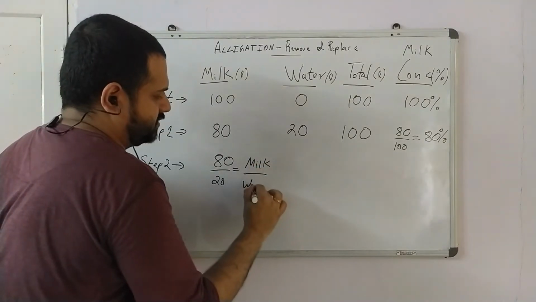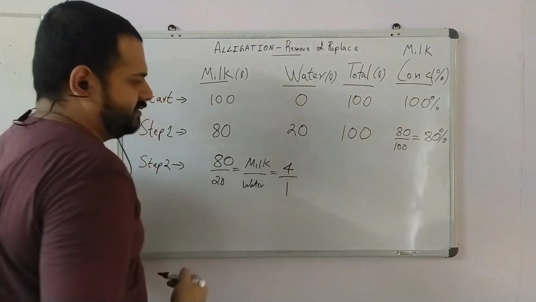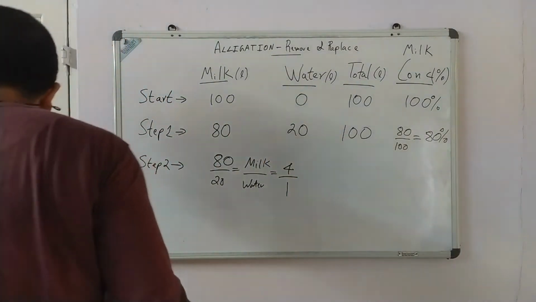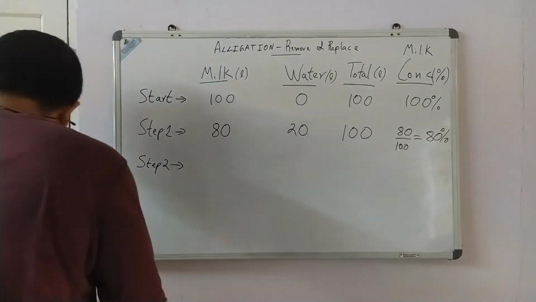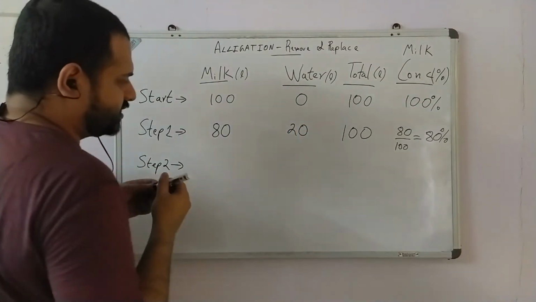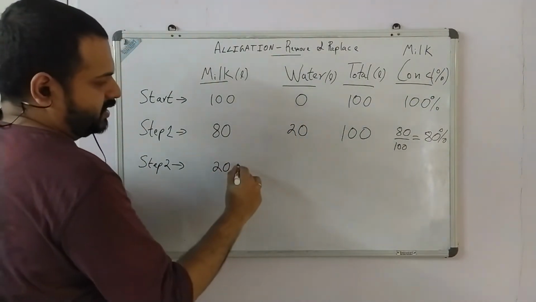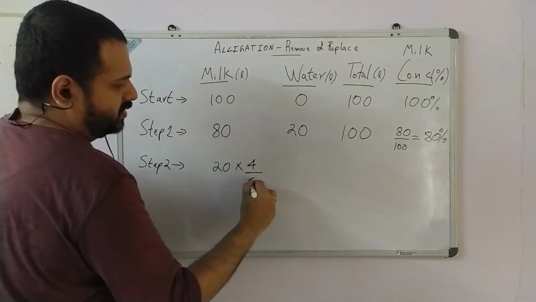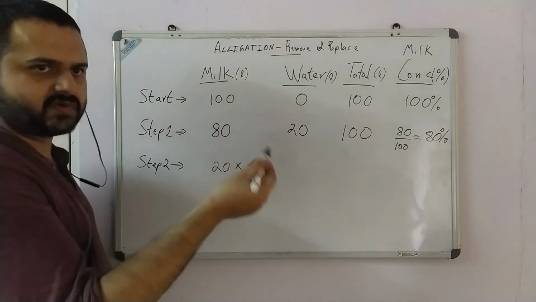Milk to water, which is 4 by 1, correct? Understood this? So there's milk and water in this mixture in the ratio 4:1, okay? So when I take out 20 liters of this mixture, how much milk comes out? 20 into 4 by 5, correct? Because the ratio is 4:1.